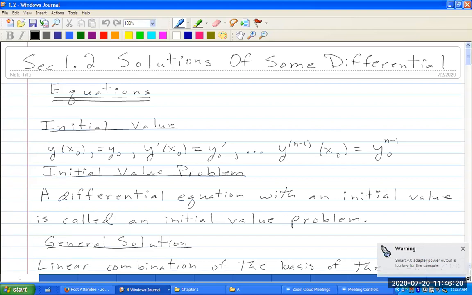And so this would be an initial value. Your problem is some differential equation with an initial value. So say you have an nth order ODE with these additional conditions. That would be called an initial value problem. So a differential equation along with these initial values is called an initial value problem.